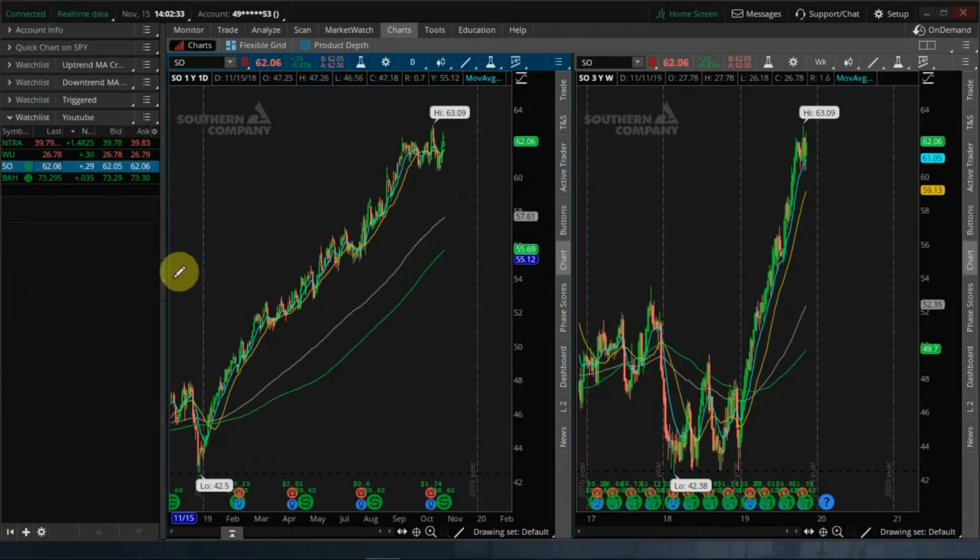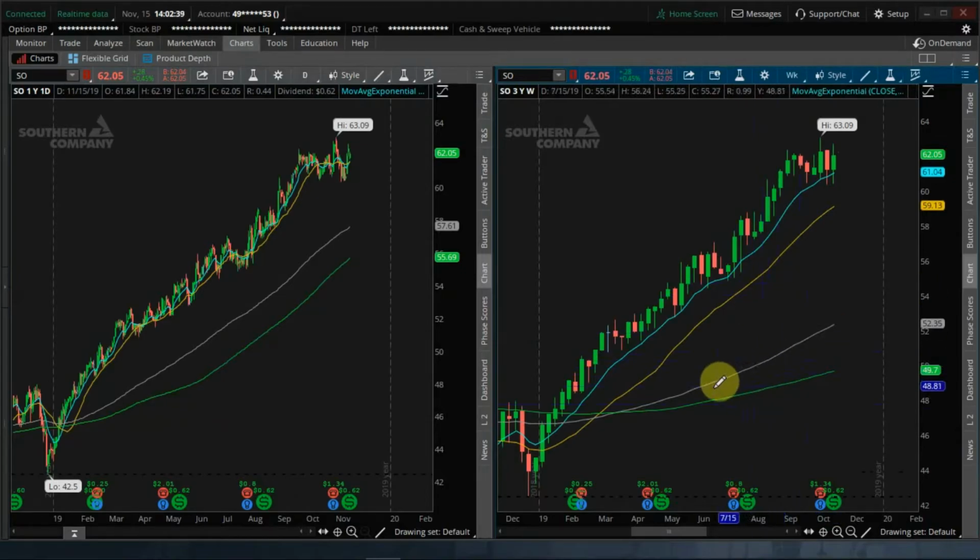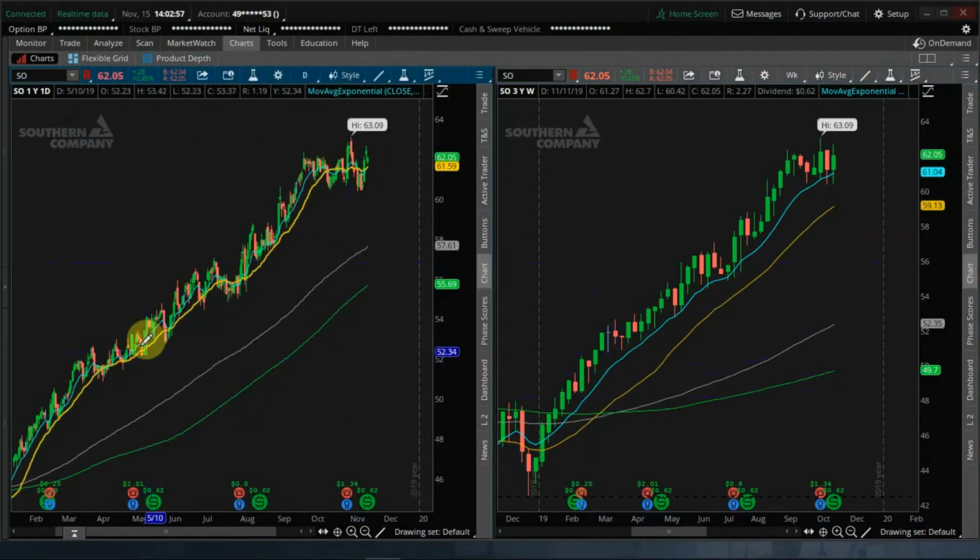Let's move on to the next example, ticker symbol SO. Once again, I go to my weekly, look for my 150 to be above my 200, check. Look for price action to be making higher highs and higher lows, check. Price action to be above my short-term moving averages, check. Alright, everything looks good on the weekly. Move on to my daily, looking for the same check marks. 150 above 200, that's good. And now price action making higher highs and higher lows, that's good.